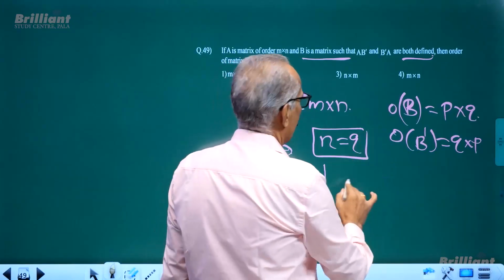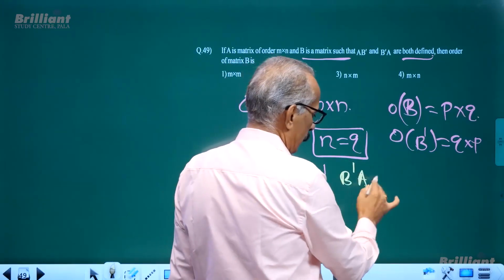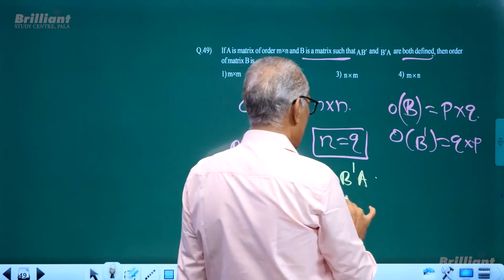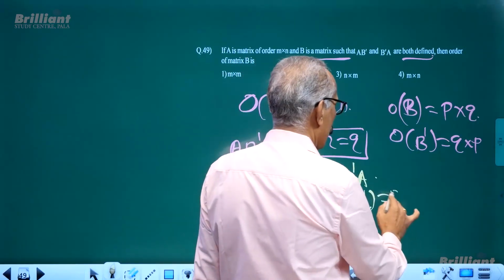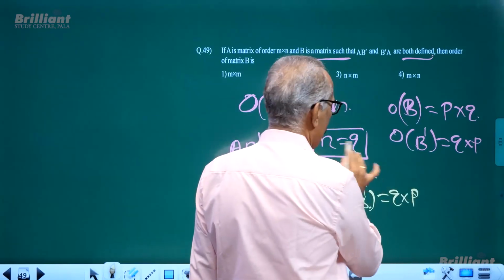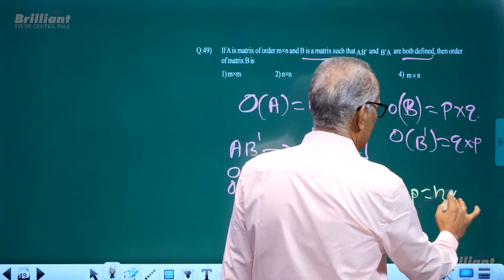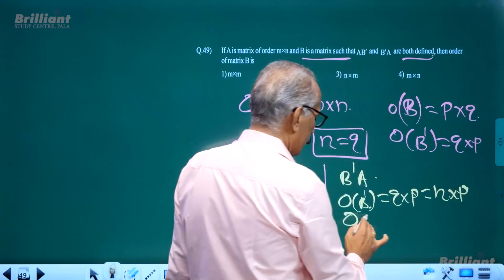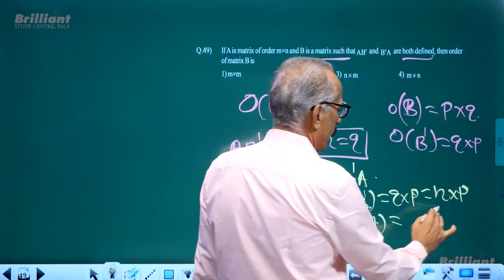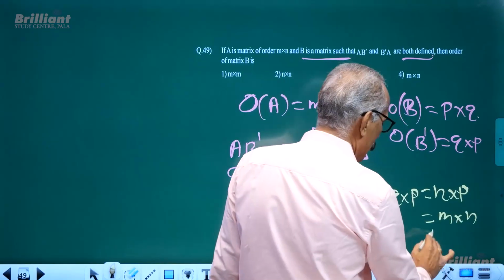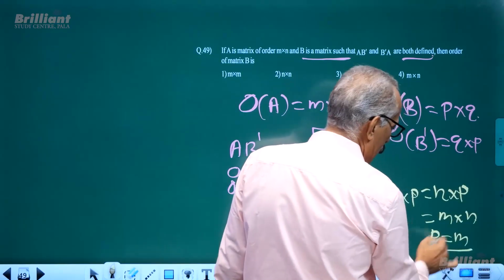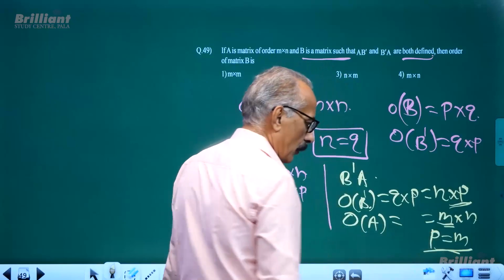Also B dash A exists. For B dash A, the order of B dash is Q by P. Q we have already written, that is n by P. Then the order of A is given as m by n. So P should be equal to m. This will exist only if P is equal to this.